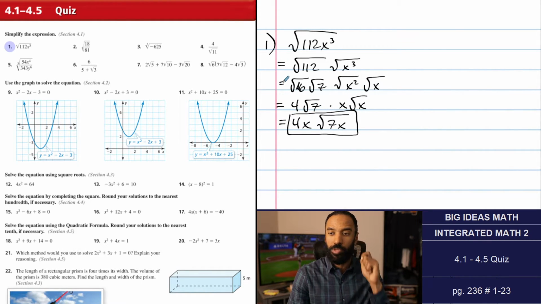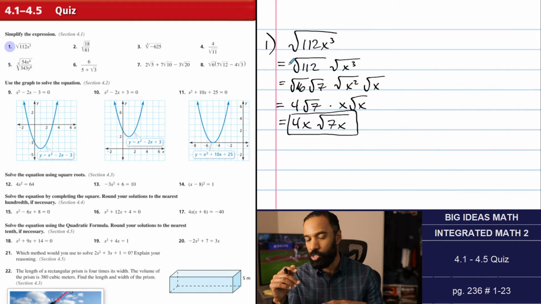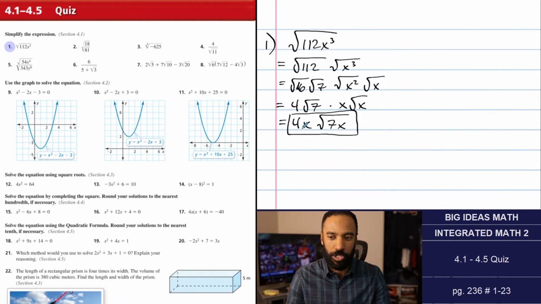Do you have to do all those steps? Absolutely not. You could do them all in one fell swoop, but numbers do go with numbers, variables with variables, and eventually rationals with rationals and irrationals with irrationals.